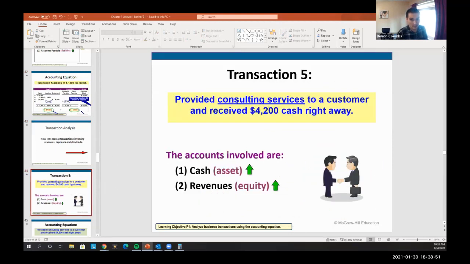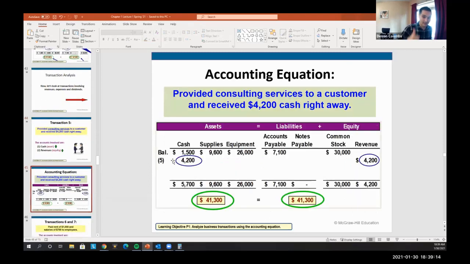So what if we provide consulting services to a customer and receive $4,200 in cash right away? Cash is an asset. Cash is going to increase. Assets are going to increase. Revenue will increase. We earned some money. Revenue recognition principle: we earned it, we can recognize it, and we received cash. How does that affect the accounting equation? Our assets go up, and our equity goes up because we have a right to that money. No one else has a right. We earned it.